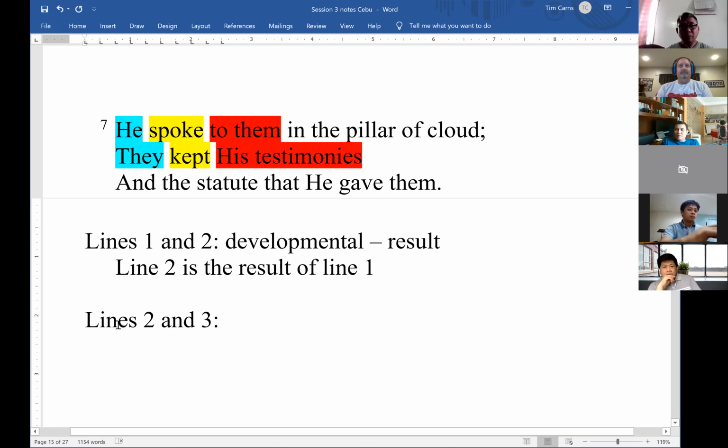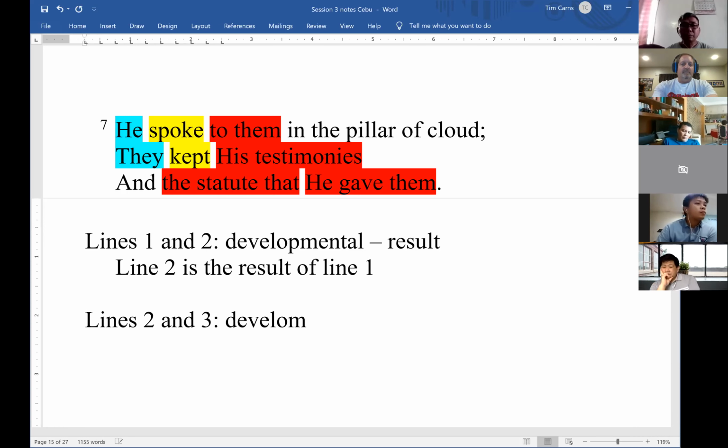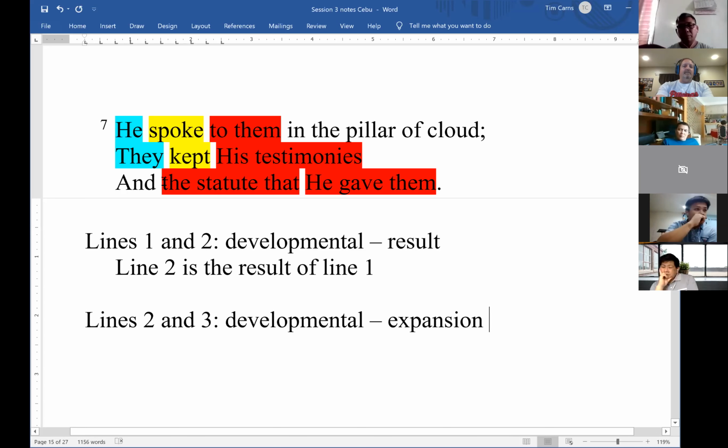Seems to be synonymous, but I think it's more developmental. It adds, it expands the information given in line 2. But at first it seems to be synonymous. It expands. You could say developmental. But let me show you one thing here. Notice line 3 that there's an elision. What's left out of line 3? Yeah. They.